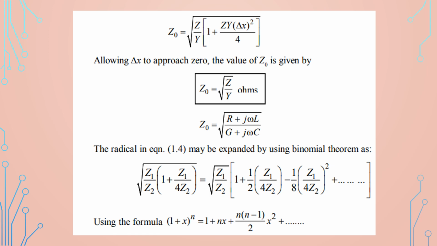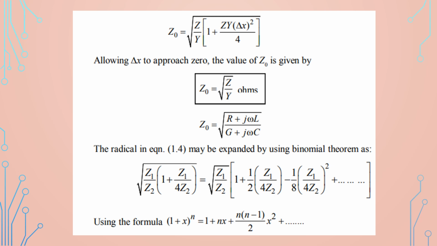So this is the equation for characteristic impedance of a transmission line. Now let us look into this part of the equation: square root of Z1 by Z2 into 1 plus Z1 by 4 Z2. Now look at this term 1 plus Z1 by 4 Z2. When I take it out of the square root, I'll have it as power 1 by 2.